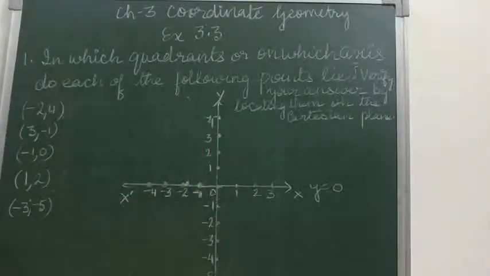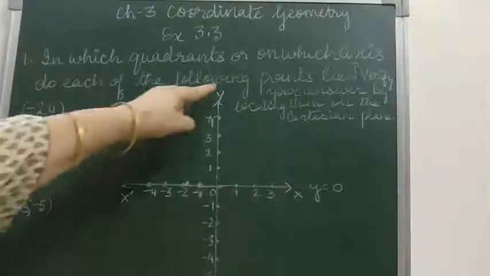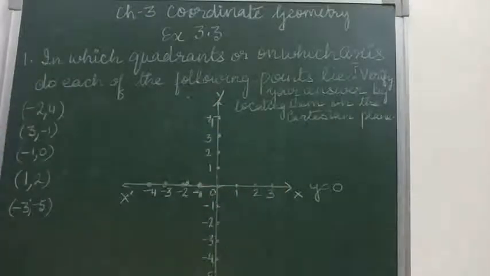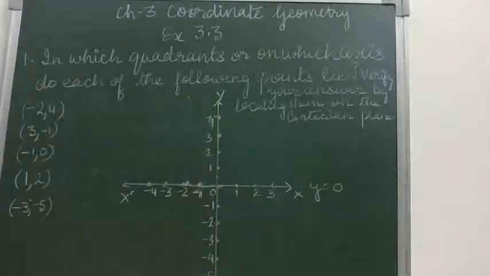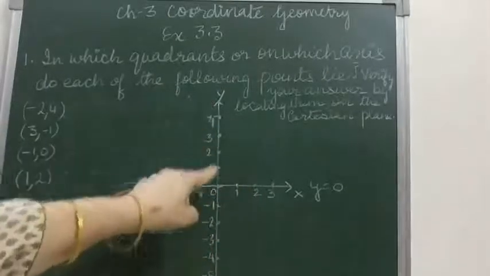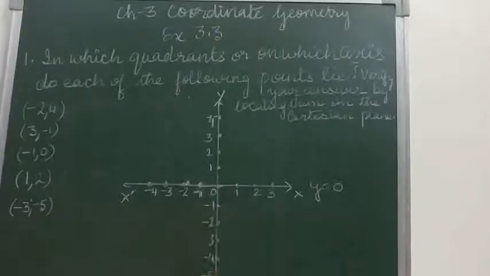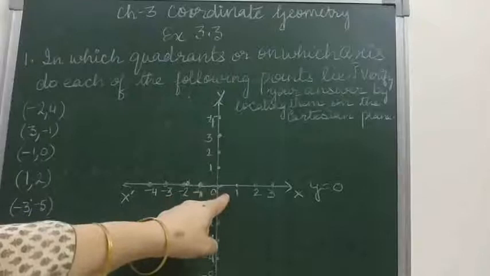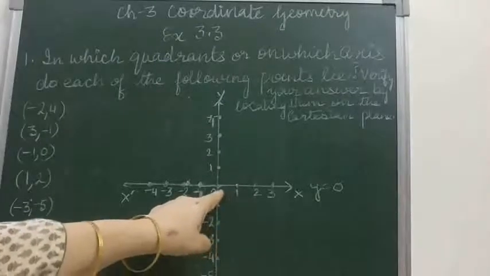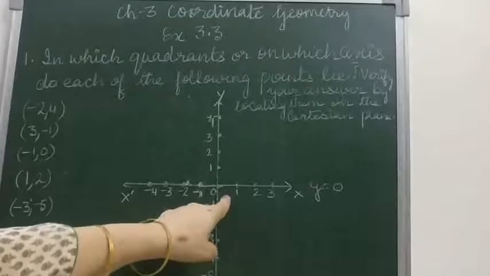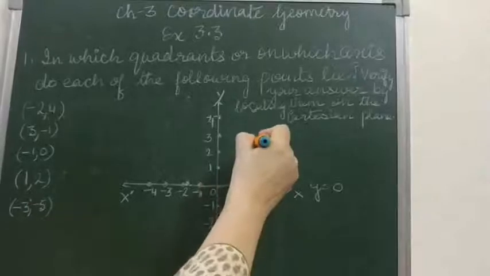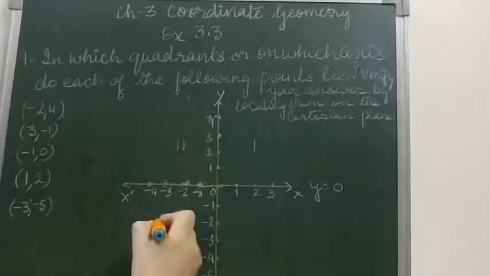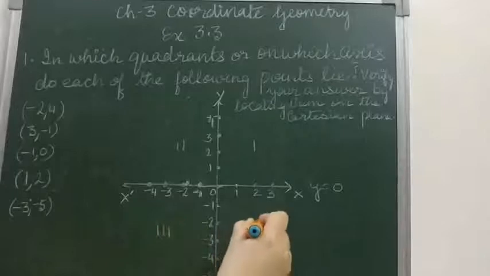We know that this is the x-axis and this vertical line is the y-axis. Horizontal line is the x-axis and vertical line is the y-axis, and both these axes are perpendicular to each other and they meet at a point O, that is the origin. The coordinates of the origin are 0 and 0, that is the abscissa is 0 and ordinate is also 0. And now this is quadrant 1, quadrant 2, quadrant 3, quadrant 4.